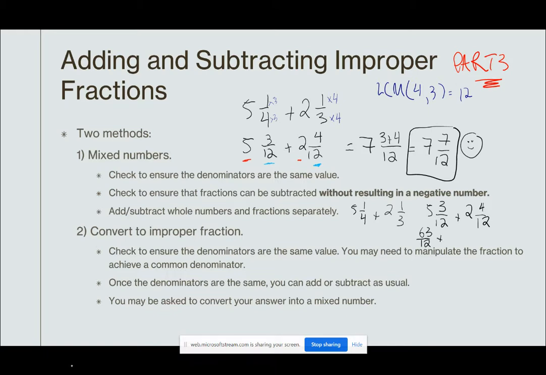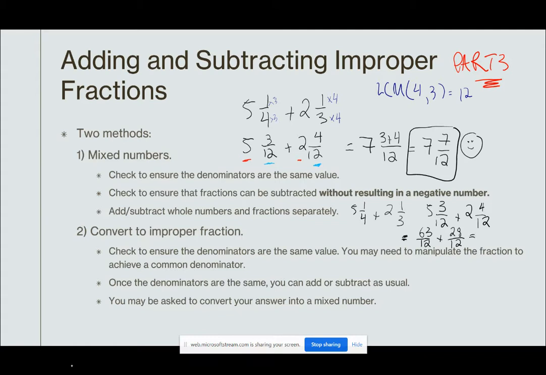Okay, now I'm going to convert this into an improper fraction. I've got 2 times 12 is 24, 24 plus 4 is 28, all over 12. I'm sorry that this got a little bit squishy. I didn't anticipate doing an extra problem, but I thought I'd just show you the two methods on this page. So I'm going to add straight across as I can.